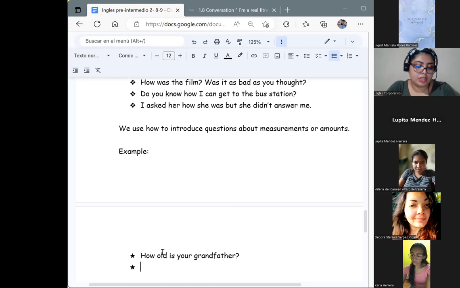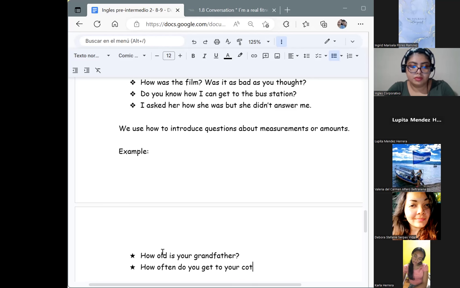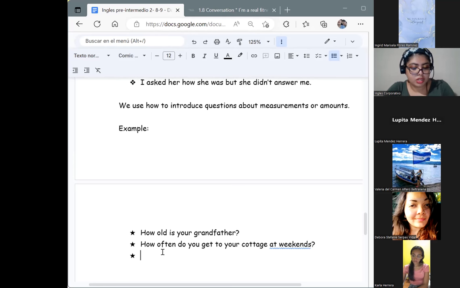How often do you get to your cottage at weekends? How often? Esta pregunta ya la hemos visto. Estamos hablando de qué tan seguido nosotros hacemos una actividad. How much does the average DVD player cost these days?